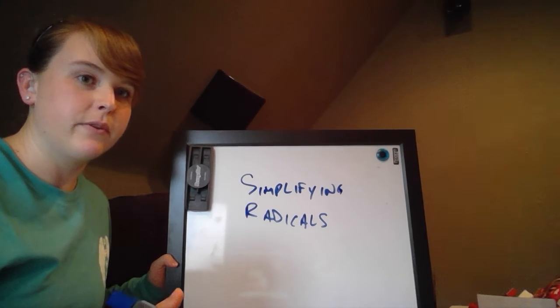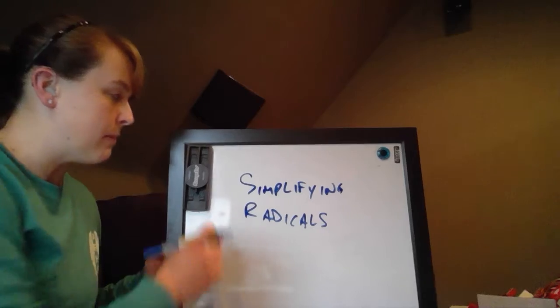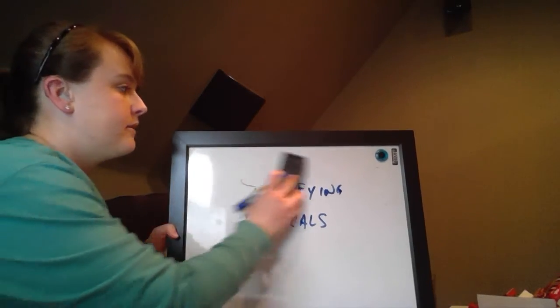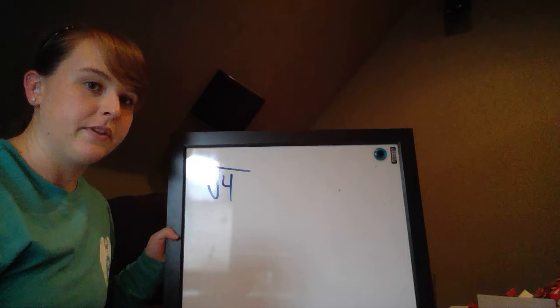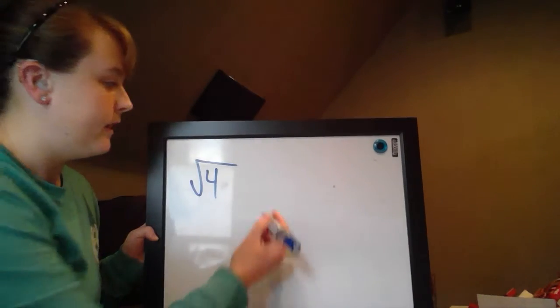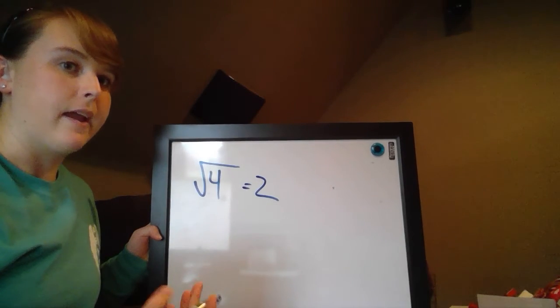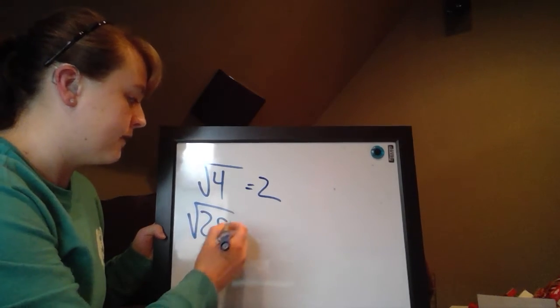All right, today we're going to be doing a quick review on how to simplify radicals. So first of all, remembering a radical is just a square root here in this instance. So if we had something like the square root of 4, that one's an easy one to simplify. Most people know the square root of 4 is 2. But what if we have something else, like the square root of 28?